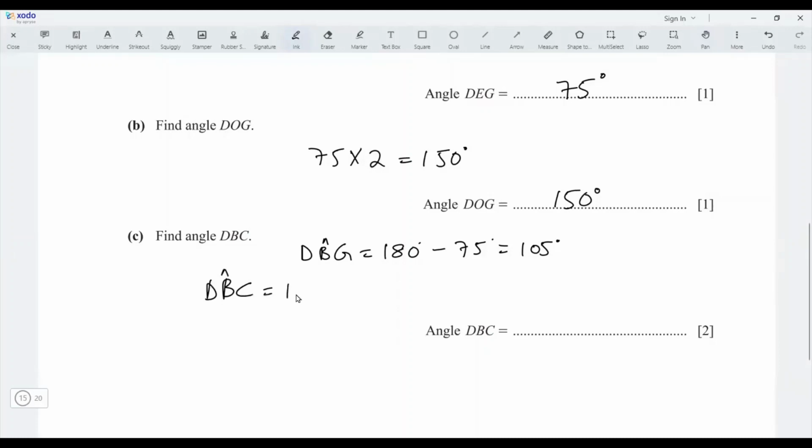So angle DBC is equal to 180 minus the sum of 48 and 105. Adding these two, it will be 153. So 180 minus 153 results in 27 degrees. So 27 degrees is the answer for angle DBC.